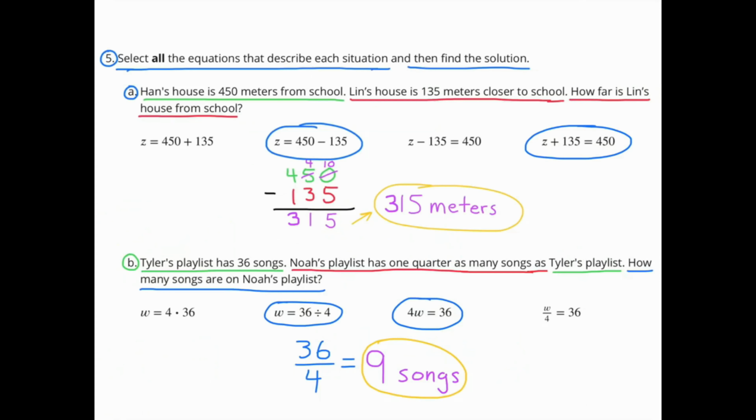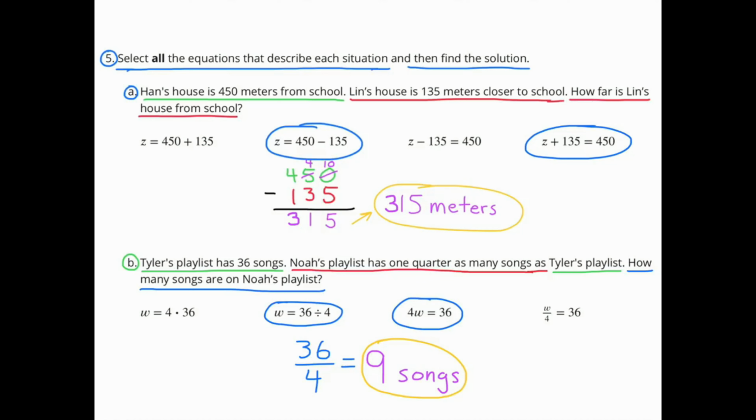Number 5. Select all the equations that describe each situation and then find the solution. A. Han's house is 450 meters from school. Lynn's house is 135 meters closer to school. How far is Lynn's house from school? I selected Z equals 450 minus 135, and I selected Z plus 135 equals 450. 450 minus 135 equals 315, so Lynn's house is 315 meters away from school.